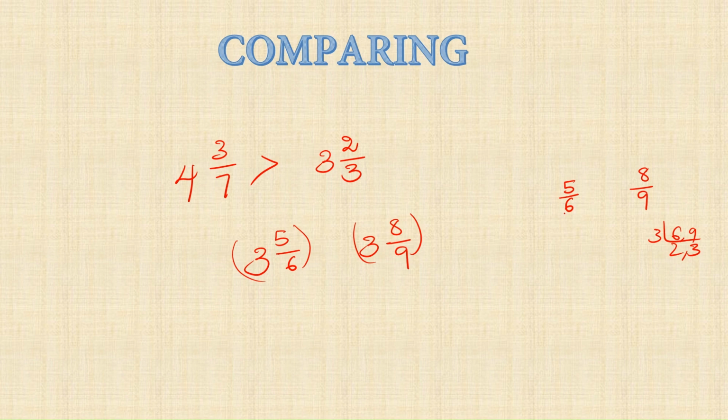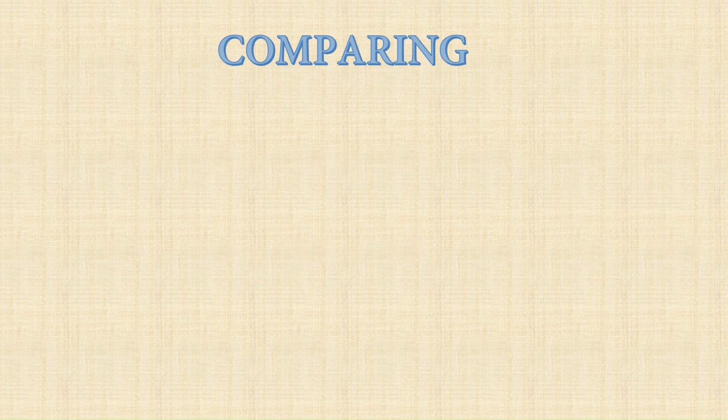We have to write the equivalent fractions for these two. The first one, denominator should be multiplied with 3 to make it 18. It becomes 15 by 18. And for the second one, we should multiply with 2 to make it 18. So this becomes 16 by 18. So denominators are same. 16 is greater. So 8 upon 9 is greater. From these we can write that 3, 8 upon 9 is greater. Like this we can compare the mixed fractions.